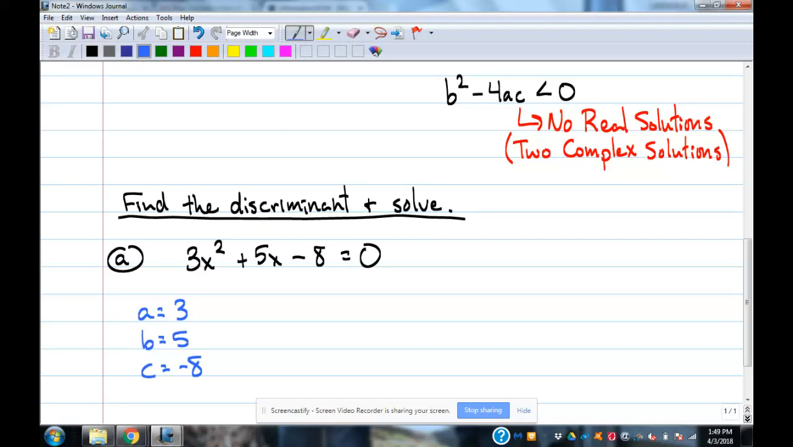The next thing you want to do, instead of doing the full on quadratic formula all at once, is do the discriminant by itself because it's going to tell us if we even need to do the rest of it. Because if the discriminant is negative, then we know that there's no answer, so we don't have to do the rest of it. So we want to find that discriminant first.